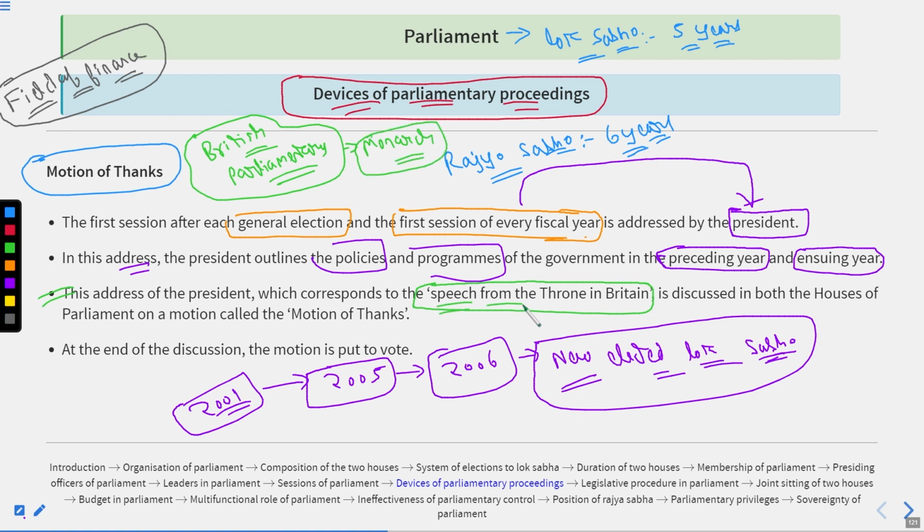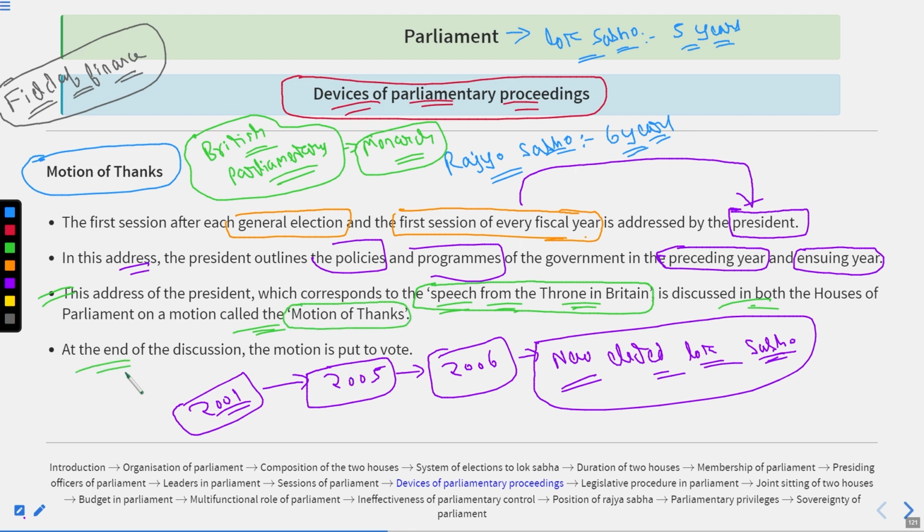Okay, so similarly, like we do in India, they do in Britain, but the address is given by the monarch, and this is known as the speech from the throne in Britain. Okay, and this is discussed by both of the houses. All right, and then it is known as the motion of thanks.